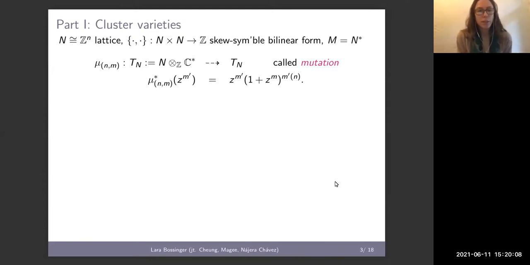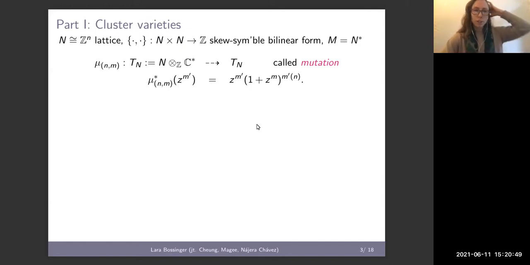And then all the theory of cluster varieties really evolves around certain birational maps from the torus T_N to itself that are called mutations. They are defined as pullbacks associated to two lattice points, n in the lattice N and m in the lattice M. For a monomial z^m', so a function on the torus T_N, this is the output of my mutation formula. It depends on m and n in the index.